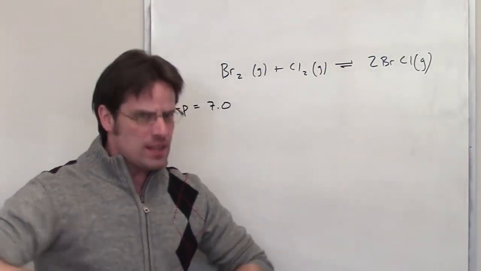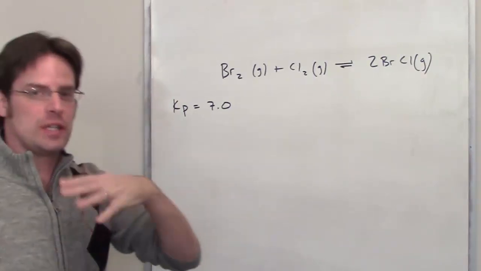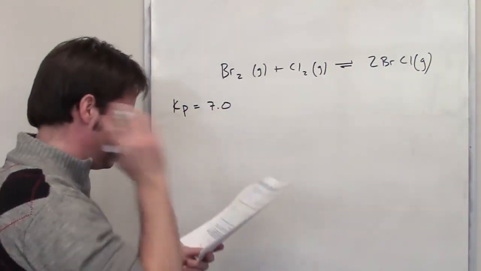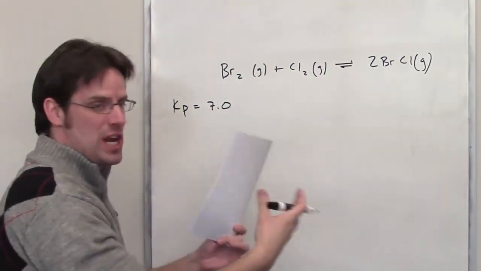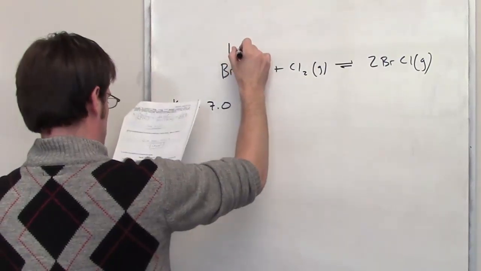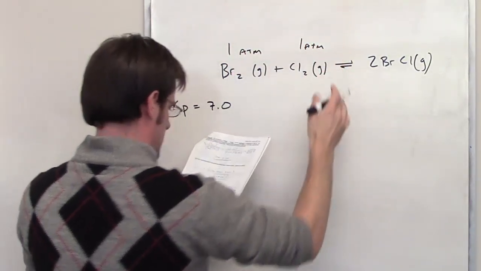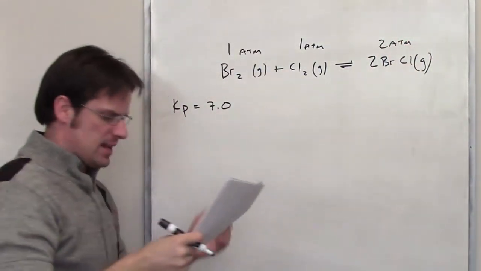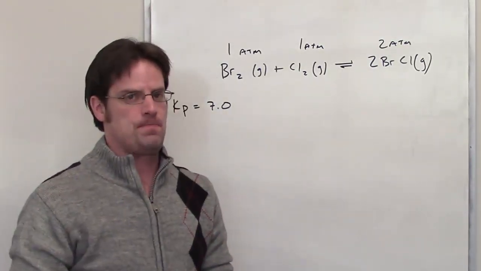At this point it tells us that this reaction is set up, and initially, right at the setup, it gives us the pressures of each of these individual gases. It says that at setup there's a chamber filled with 1 atmosphere of bromine, 1 atmosphere of chlorine, and 2 atmospheres of bromine chloride. It then asks us to use Q to determine which of a list of statements is true.